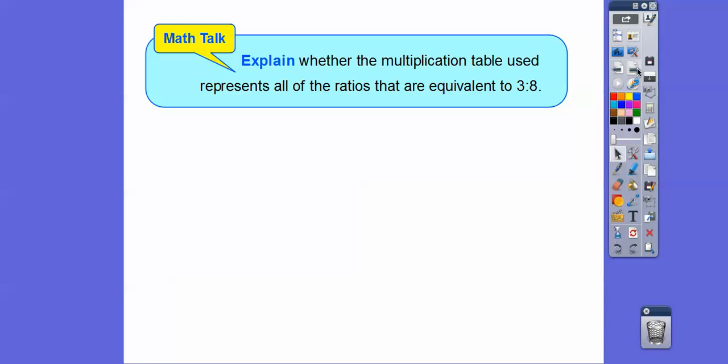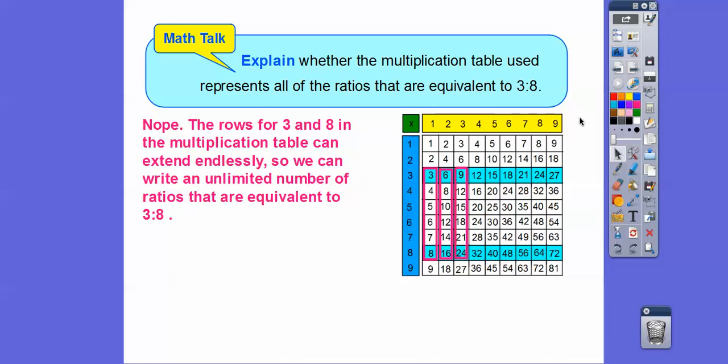Okay, so explain whether the multiplication table that we just used represents all the ratios that are equivalent to 3/8. Well, no, we can keep going on infinitely over here. You know, this row we can do 10 and then 11, a column for 11. So 3 times 11 would be 33. 8 times 11 would be 88. So 33 over 88 would work. 30 over 80 would work.